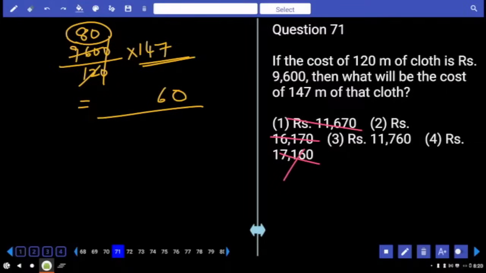Done. Or instead of 147 times, you can take 150 times. 80 times 150 is 12,000. Answer should be less than that.